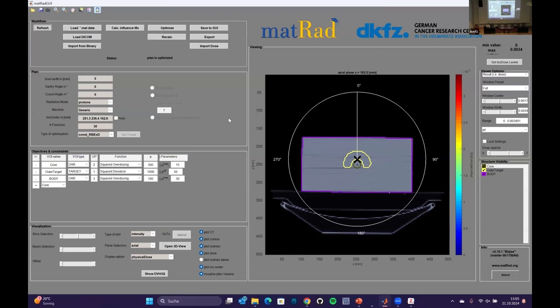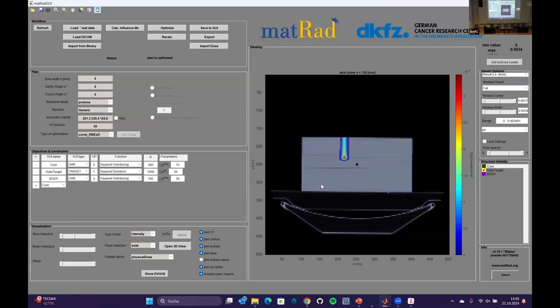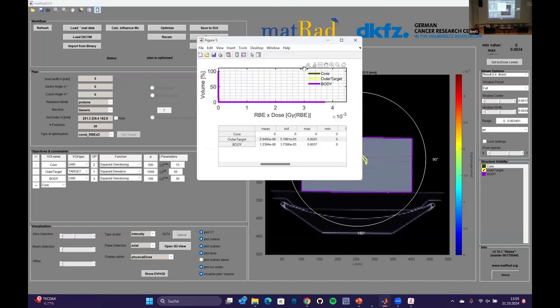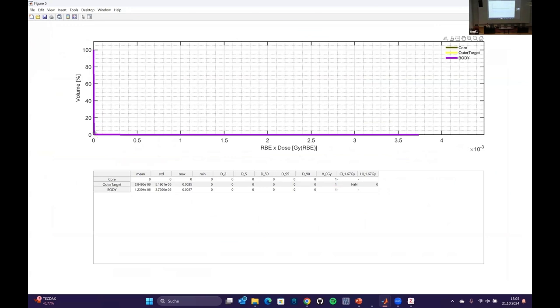I don't see anything, but now I have to find my single beamlet. Now I have just one of my proton beamlets calculated, because only one of my beamlets is weighted with 1 and all the others are 0. Of course, I could plot a DVH. Nothing really happens in this plan. There's a tiny target dose somewhere here.